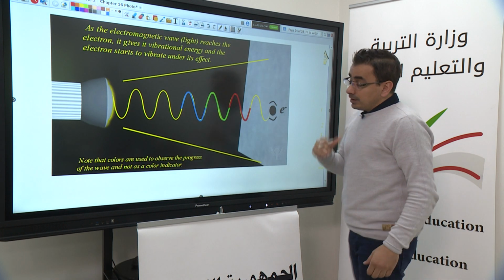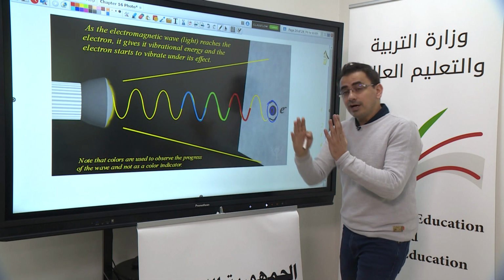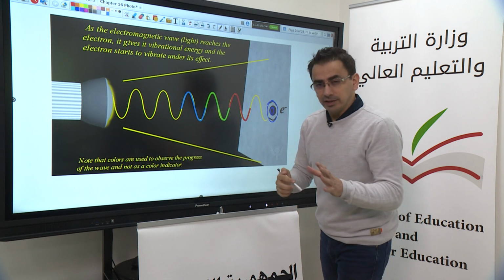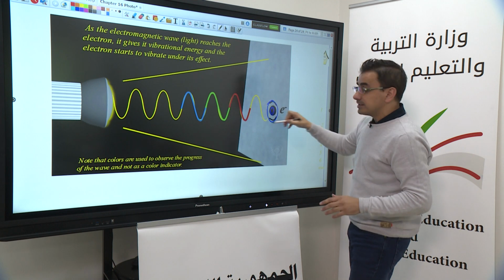first he thought about the experiment as follows. If light, huge emphasis on if light were a wave, and this wave reaches the electron, once the electromagnetic wave, between brackets light, reaches the electron, this one here, the electron, it will start vibrating more than what it is doing in the first place. Thus this electron will start vibrating, affected by this wave.